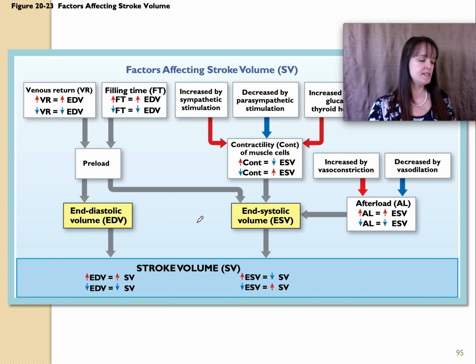First bullet. Sympathetic increases heart rate, parasympathetic decreases heart rate. Again, I'm sure it's on this picture somewhere. Epinephrine, norepinephrine, and T3 increase heart rate. Third bullet, increased venous return increases heart rate. Fourth bullet, stroke volume equals EDV minus ESV.